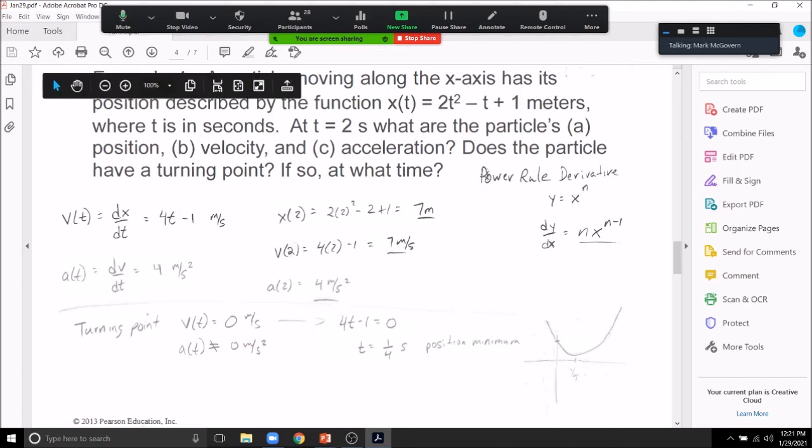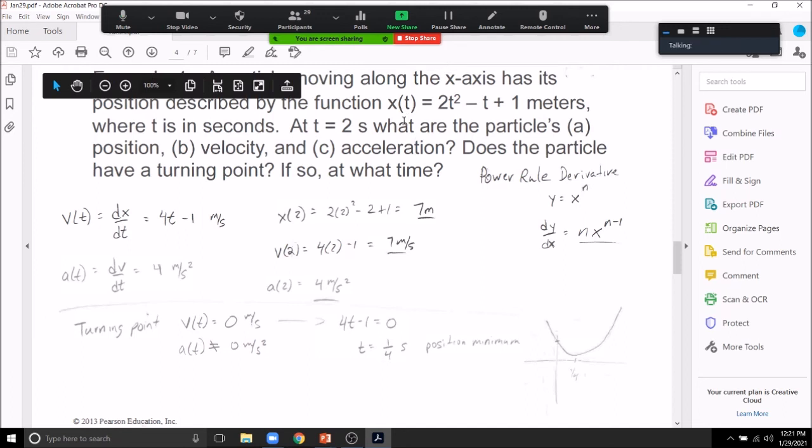They ask some additional questions here. Does the particle have a turning point? That would occur whenever velocity is 0, right? Because then you're changing direction. So for my 4t minus 1, I'm going to set that equal to 0 and solve for t, which we get a quarter. There we go. That's it, I think. Yeah, that's it.